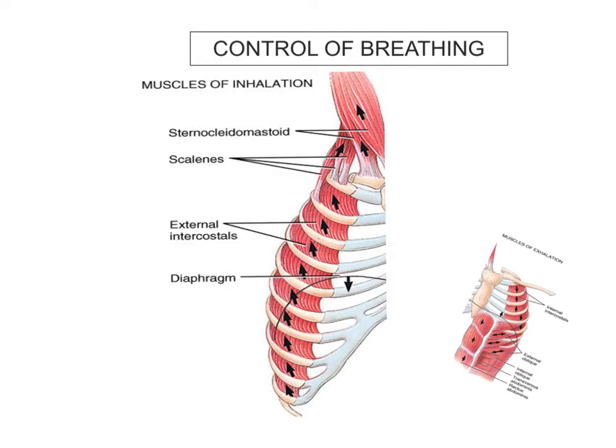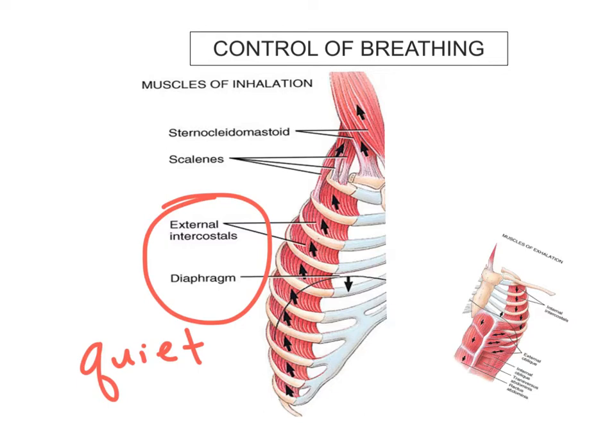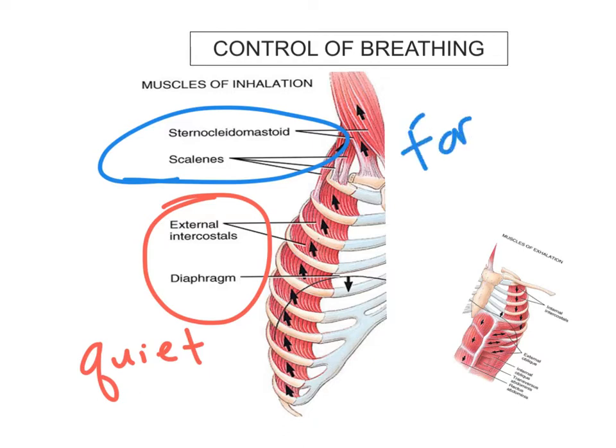Okay, there's two sets of muscles that we're going to look at here. There's the external intercostals and the diaphragm. These are going to be involved with normal, quiet breathing. And then we have the other set here, the sternocleidomastoid and the scalenes, and also the pectoralis major. And it's going to be involved in forced breathing or labored breathing.